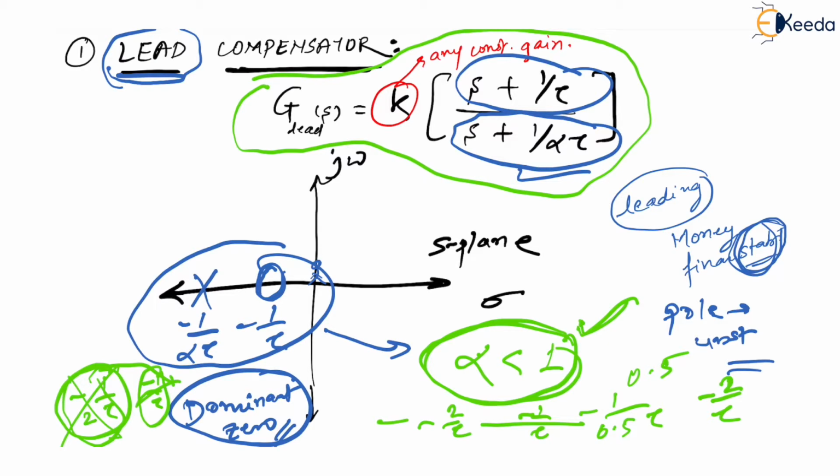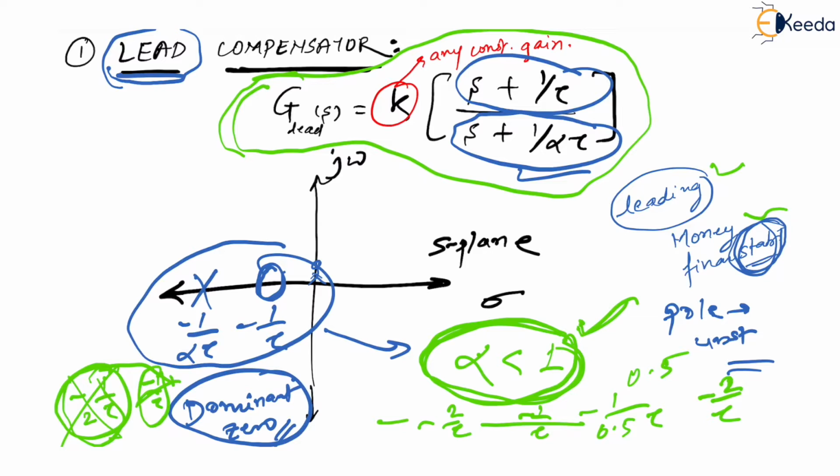The only thing that changes is this, alpha less than 1. In case of lead, alpha less than 1. Even if you don't remember this alpha and all, it's okay. Please remember this transfer function and then do the stuff. Whatever I show, this leading means you are having financial stability.